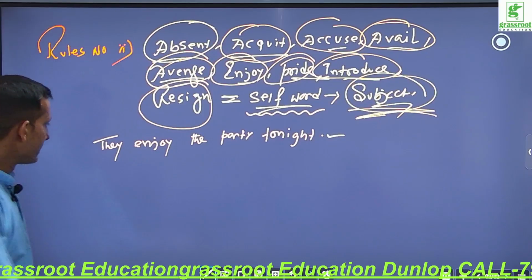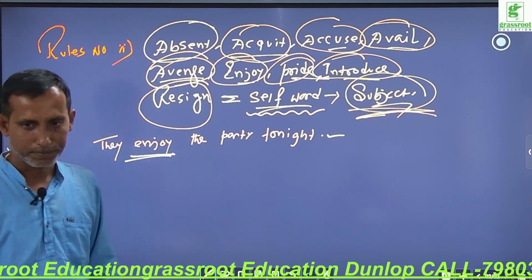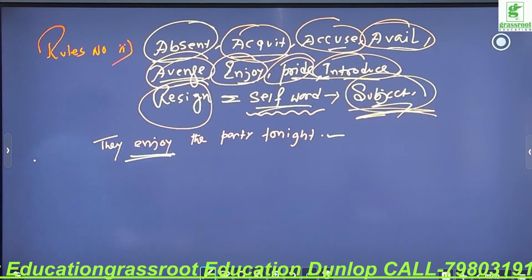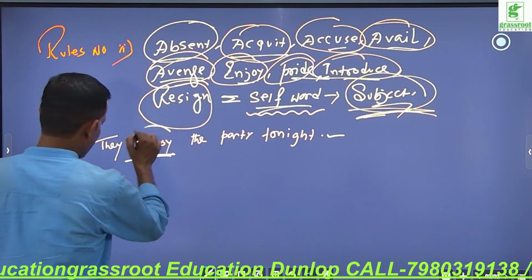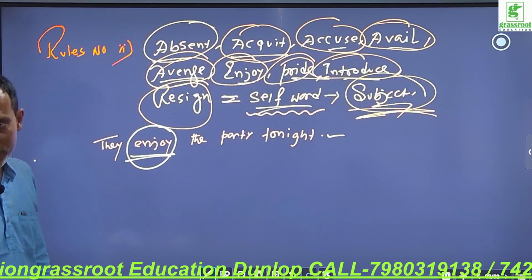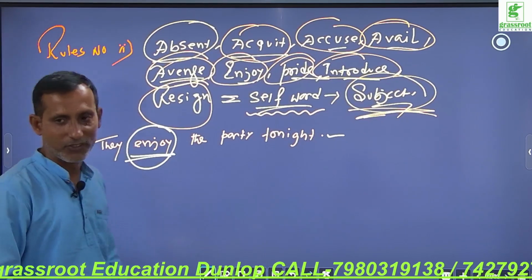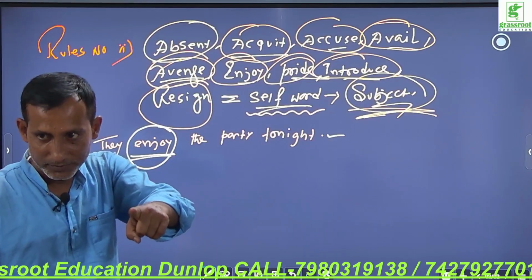Here the verb enjoy must take the self word because it is in active form. Is it clear or not?